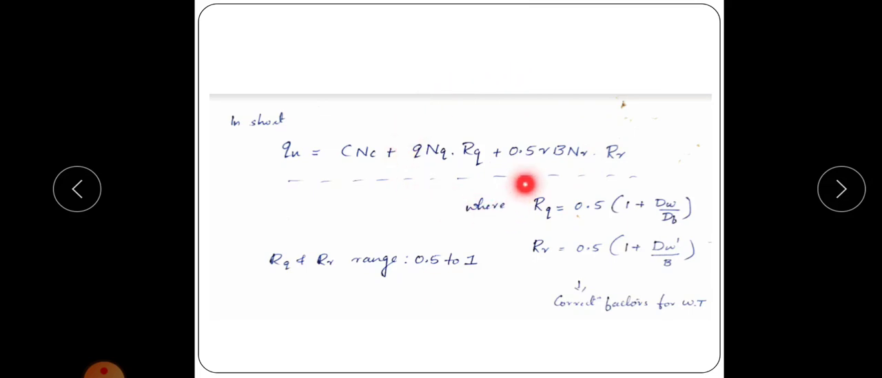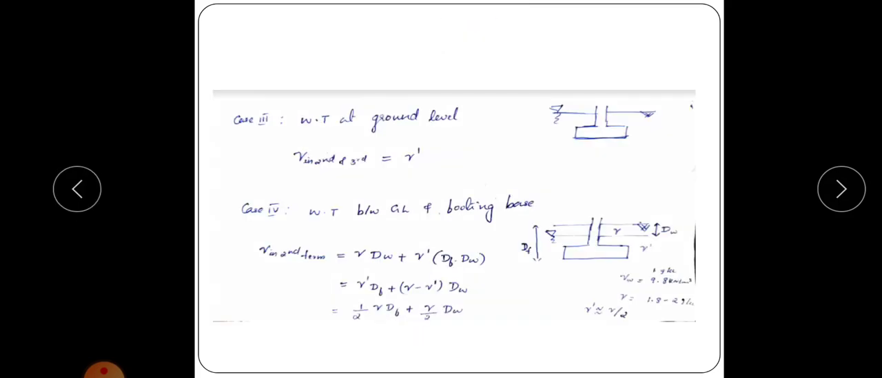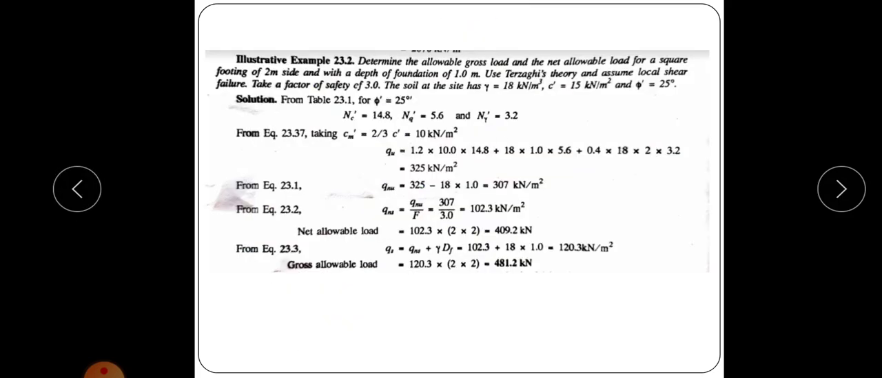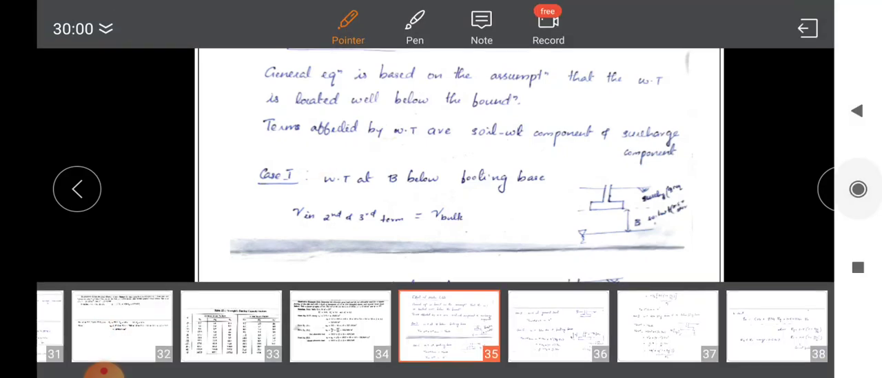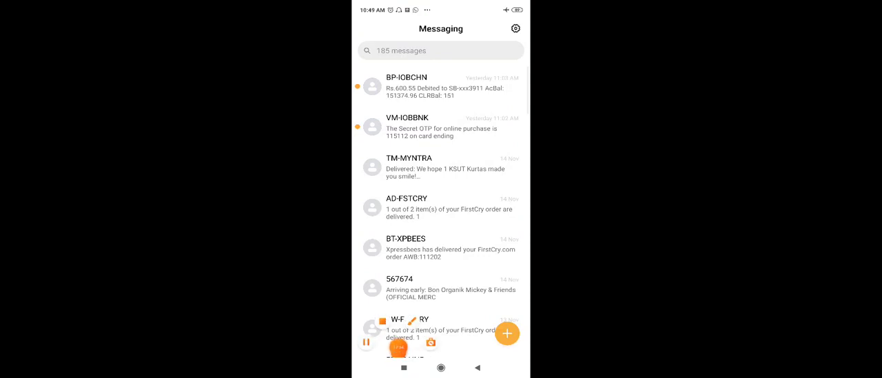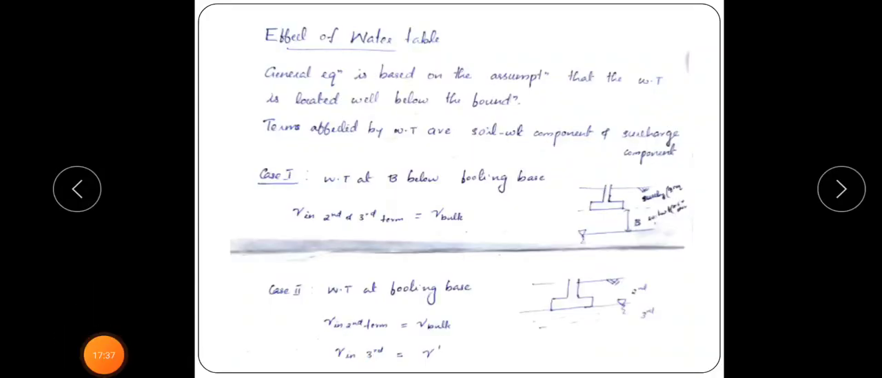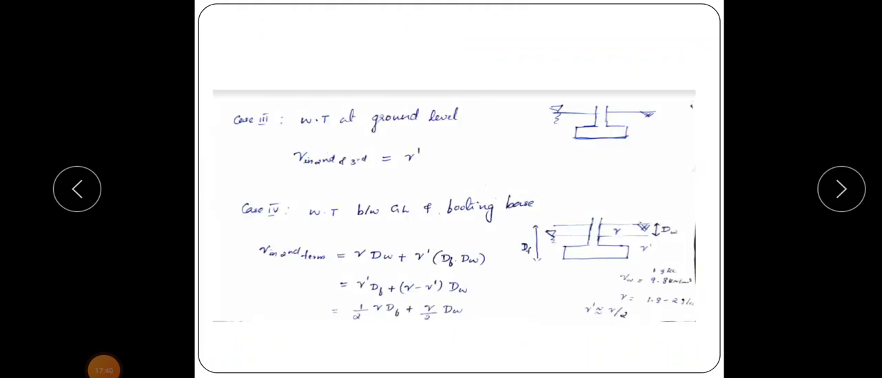So this is the equation. Okay, so you learn this equation and these Rq and Rγ by heart. And if the water table is at ground level or at footing base, etc., that is case 1, case 2 and case 3, you need not learn that equation by heart. In those cases, you change γ to γ dash by drawing the figure. If the water table is above the soil, it will be in submerged condition, and if the water table is below that soil, the soil will be in bulk condition.